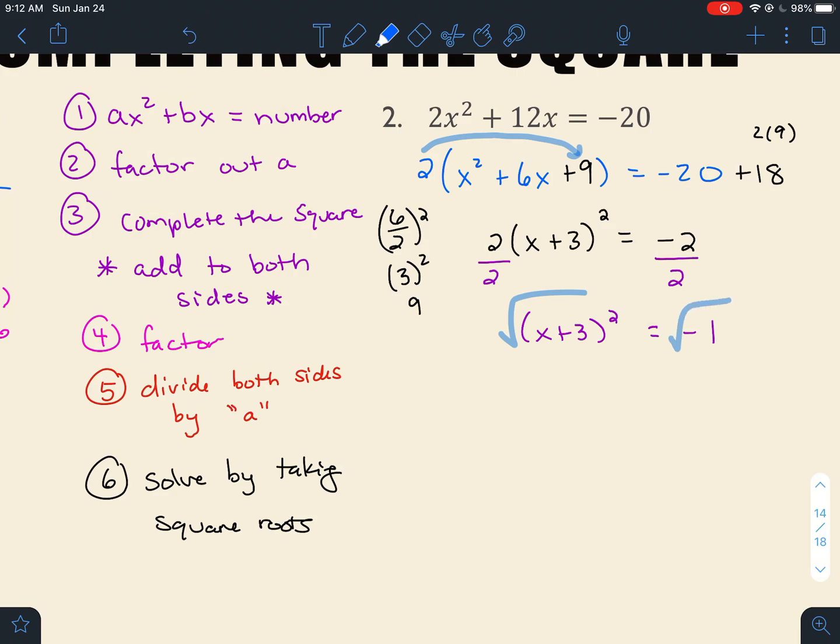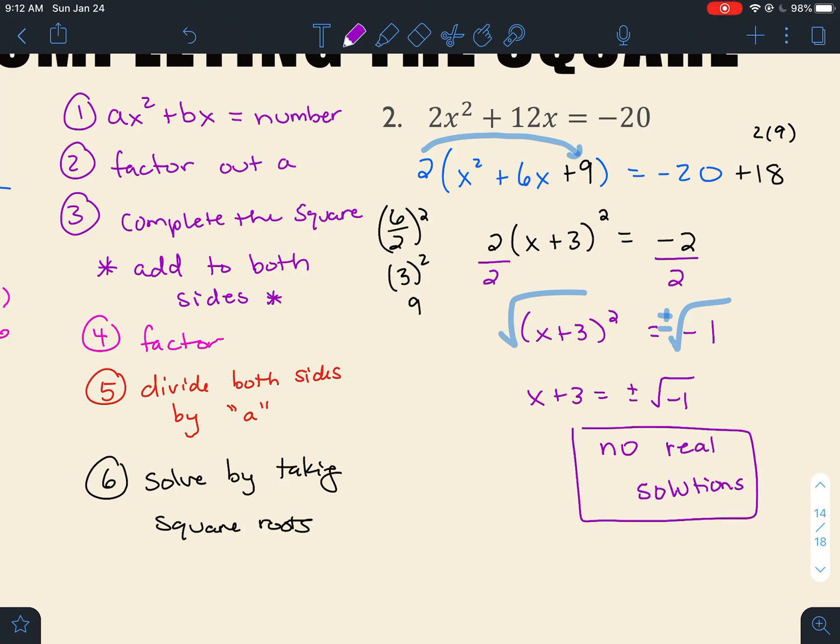And then I take square roots to solve. So I have x plus 3 equals plus or minus the square root of negative 1. Well, remember, we can't have negatives under a square root. They won't give us real answers. So there's going to be no real solutions to this problem.